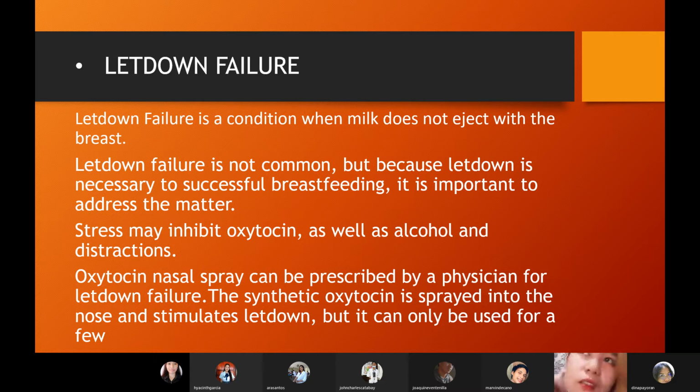So, stress, no, that is one of the problems rin. So, iwas-iwasan, no, sana ang stress. And also the alcohol intake, no. It can also distract those hormones to work well. Oxytocin nasal spray can be prescribed by a physician for letdown failure. The synthetic oxytocin is sprayed into the nose and stimulates letdown, but it can only be used for a few.